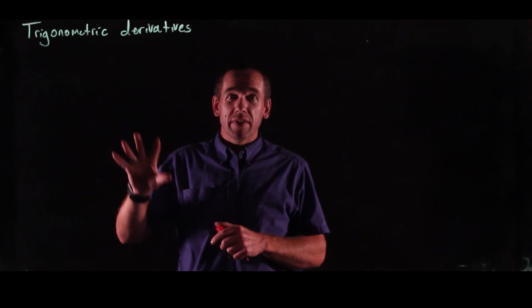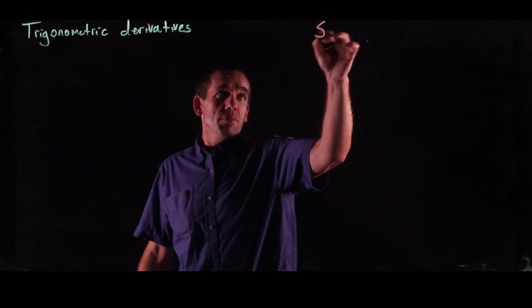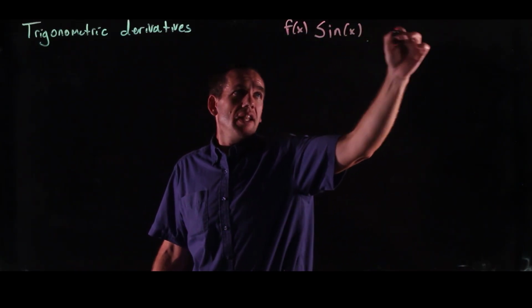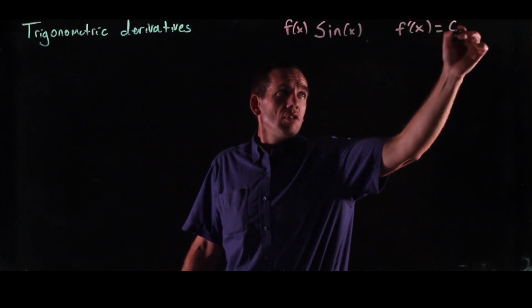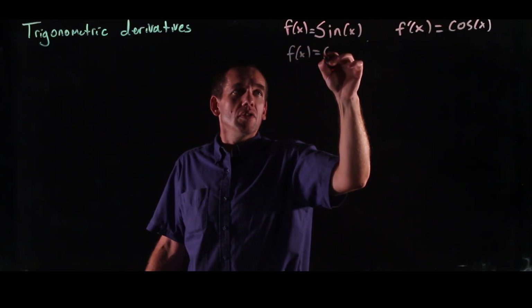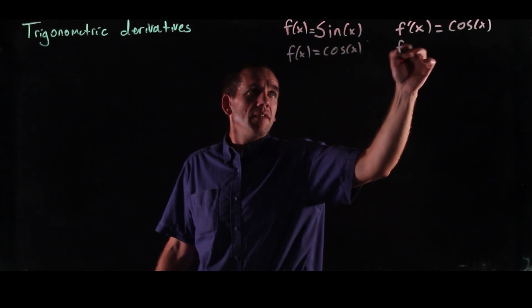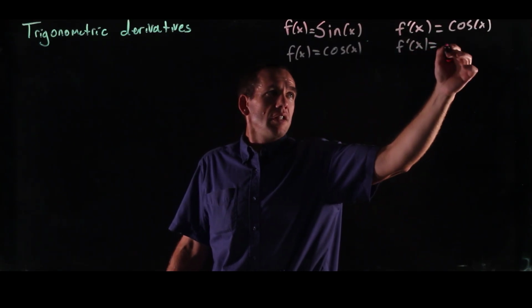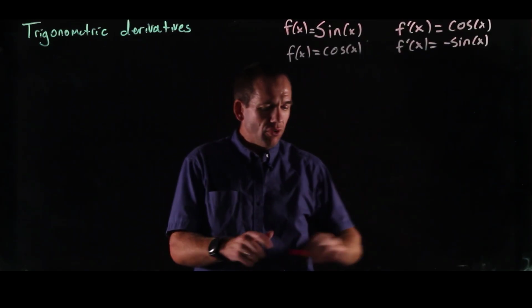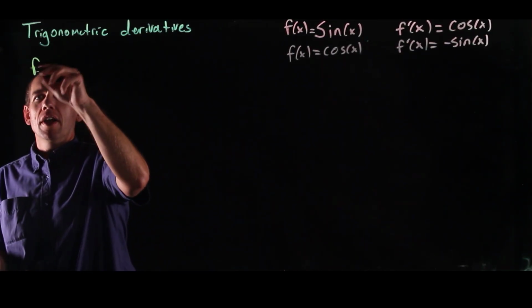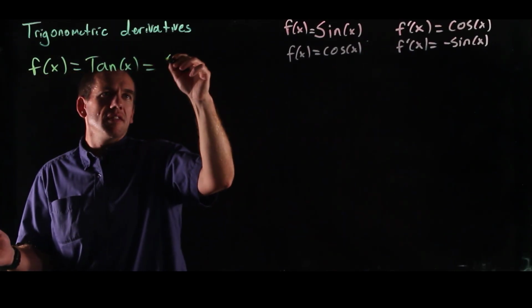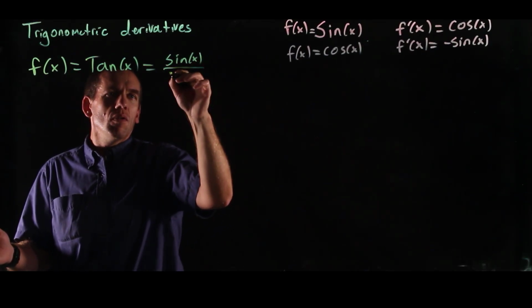Now we want to look at the derivative of tangent, and we're going to recall what we just proved, that if f of x equals sine x, then the derivative of that is cosine, and if f of x equals cosine x, then the derivative is negative sine. So with those two facts in mind, we're going to go ahead and look at tangent. f of x equal to tangent x. And for this, we remember that this is sine x over cosine x.